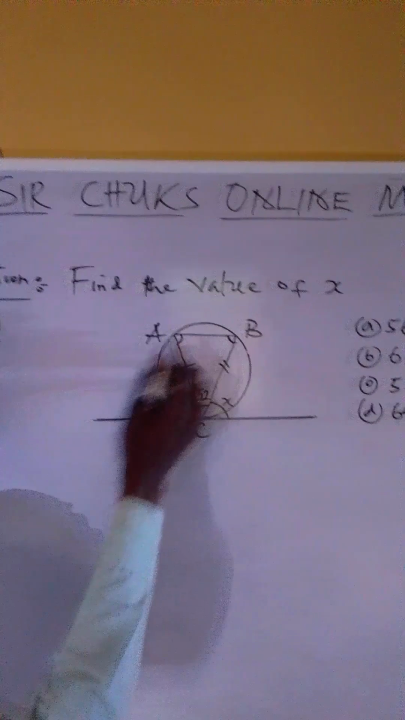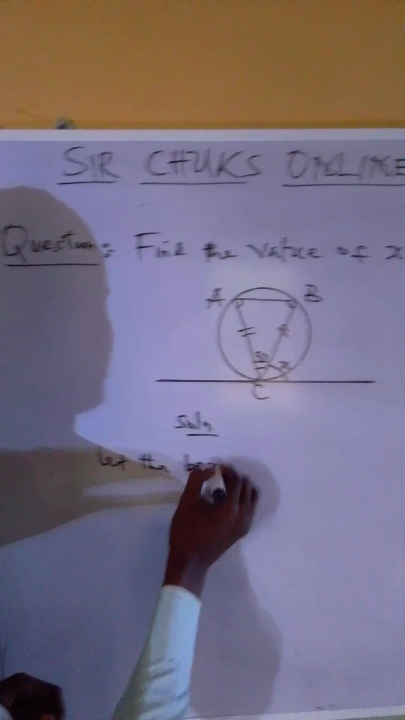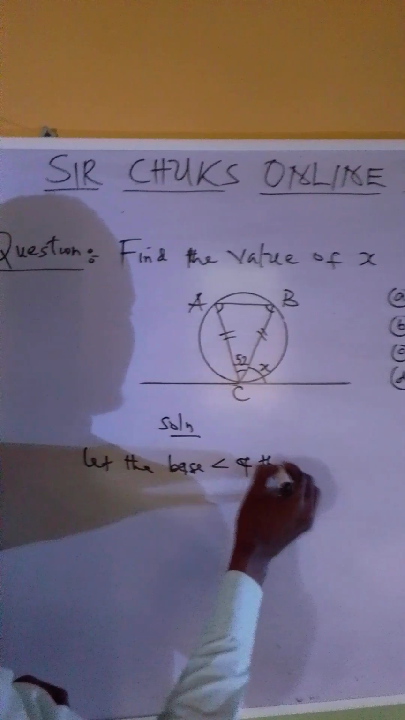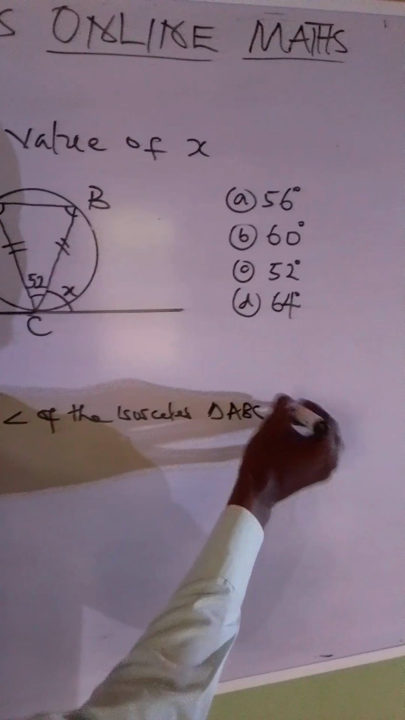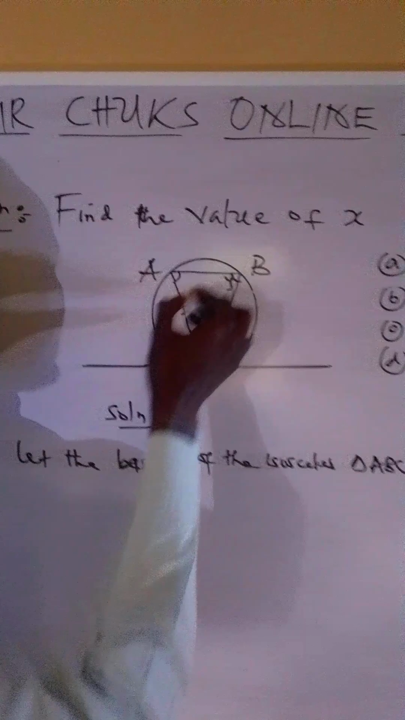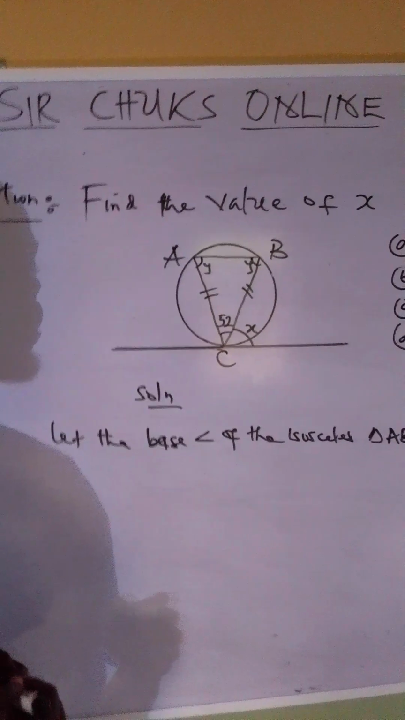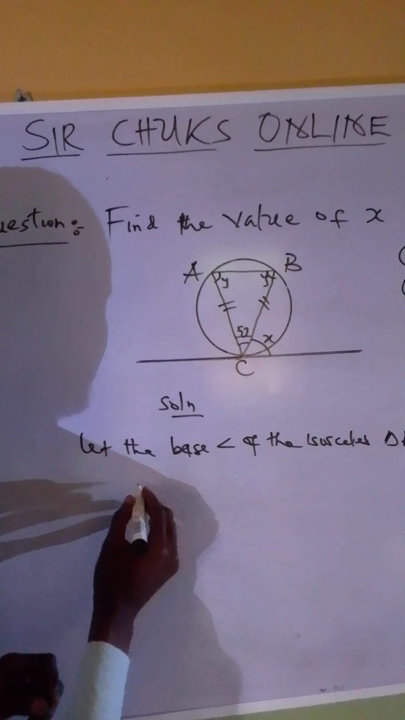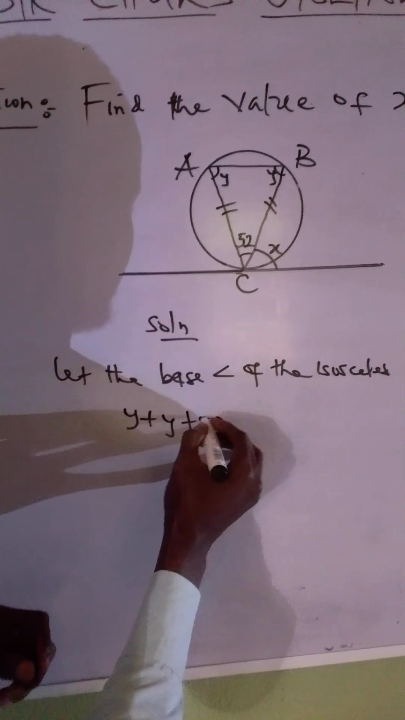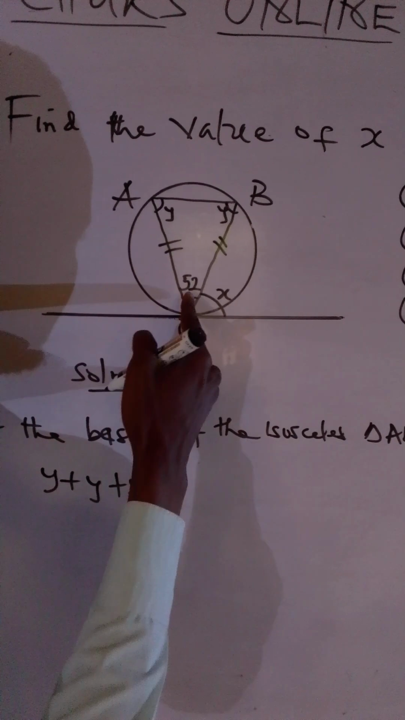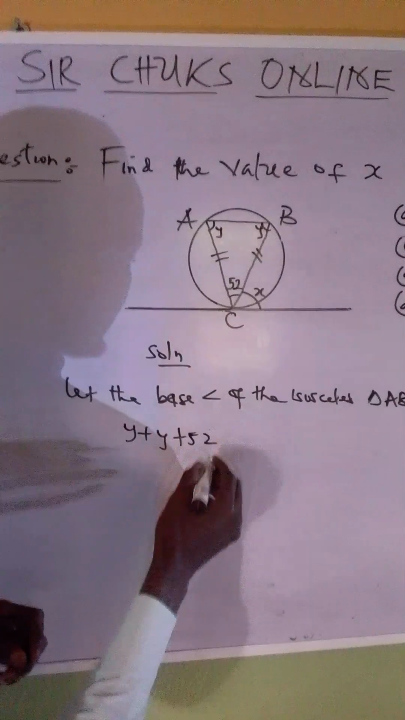So let's find out. I'll now say solution: let the base angle of the isosceles triangle ABC be y. So let this one here be y. Now, since I've called this one y, this one is also called what? y, since the base angles of an isosceles triangle are equal. So we now have y plus y plus 52 degrees. This angle here is 52 degrees, the angle formed at the circumference of this circle, right inside the triangle.